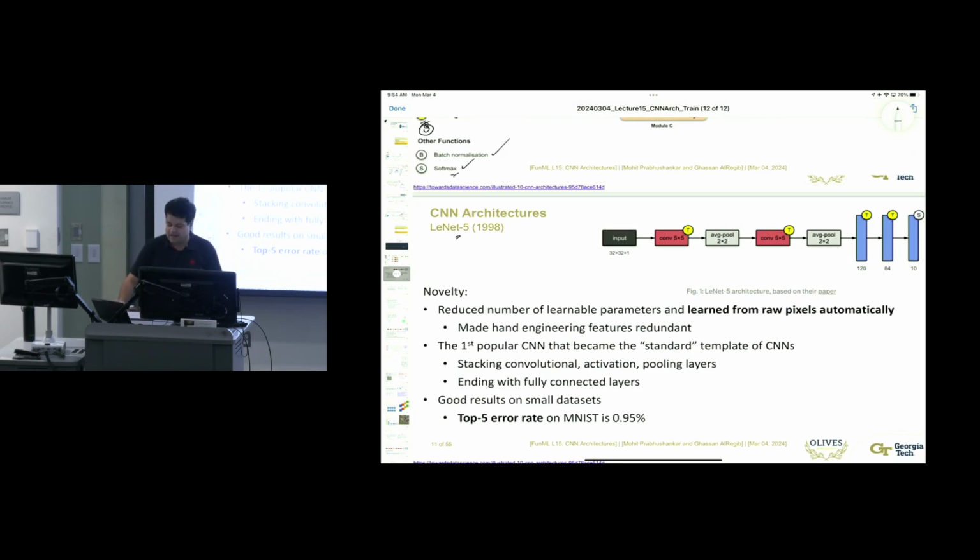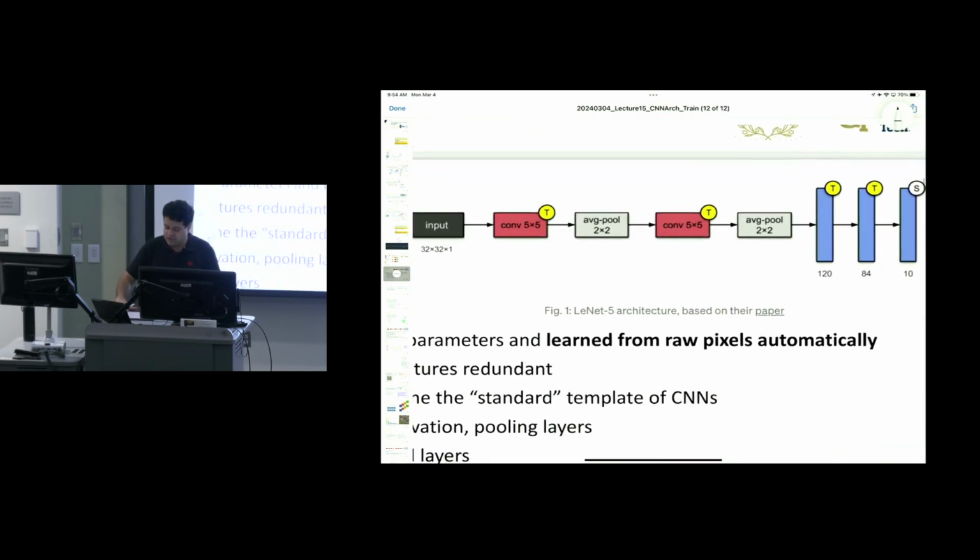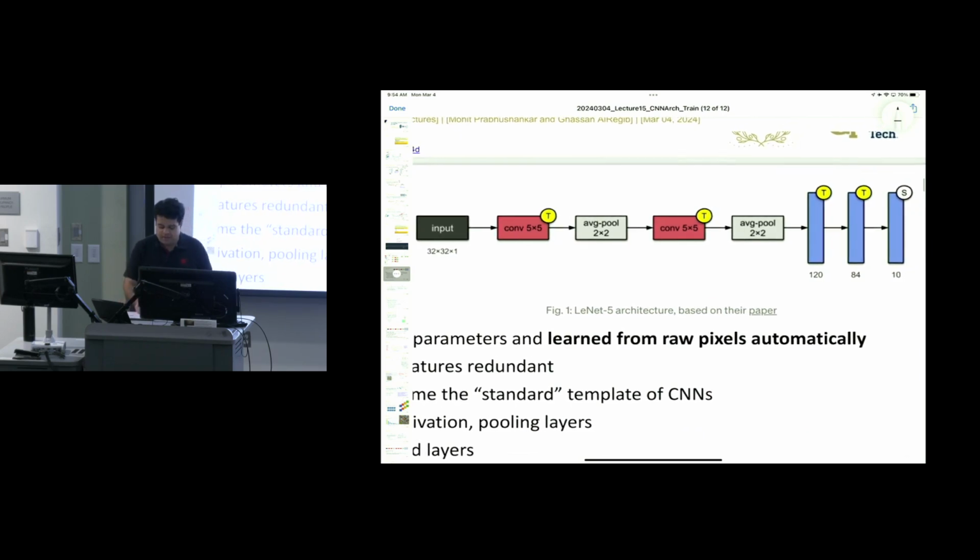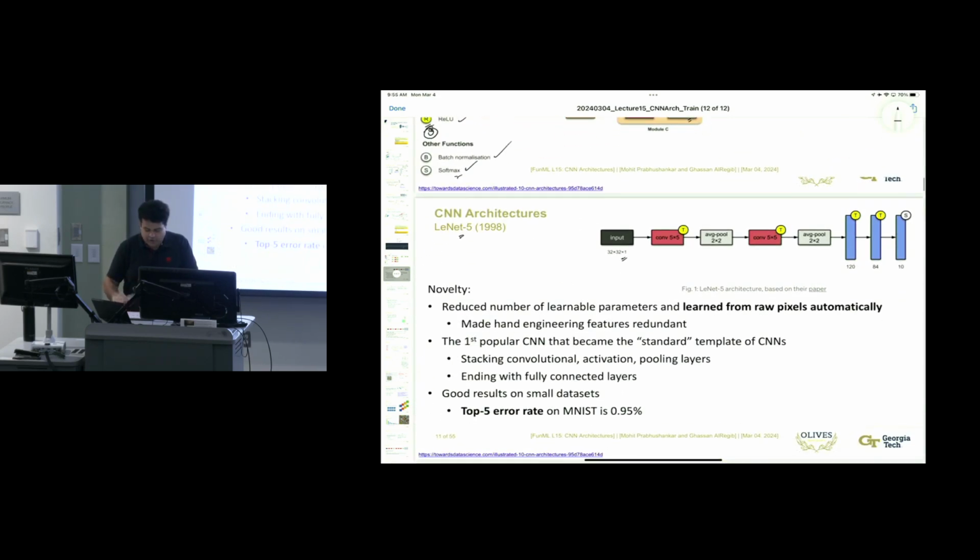This was all the way back in 1998. So let me zoom in on this portion here. The input was 32 cross 32 cross 1. In other words, the paper that discussed the LeNet architecture made it work on a dataset called MNIST. We have looked through MNIST many times. In the MNIST dataset, there are about 60,000 images of digits that we need to go through and classify into classes 0 until 9, essentially.